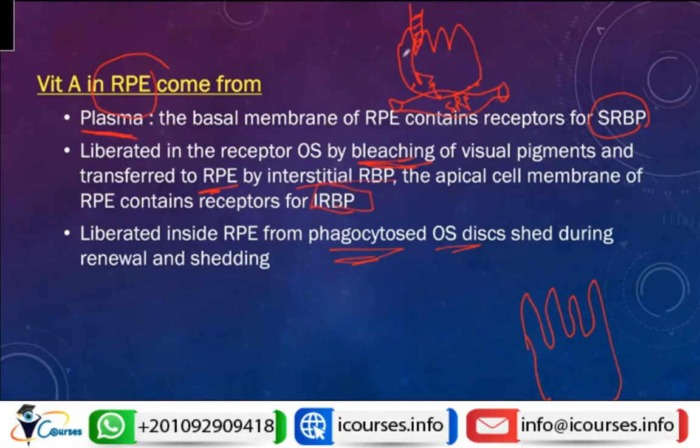It is another protein that will bind this free vitamin A, and the apical part of the RPE cells has receptors for this interstitial retinoid binding protein. So from below, it will come from the serum retinoid binding protein. From above, it will come from the interstitial retinoid binding protein. And from the shedding of the photoreceptor outer segments, as they are phagocytosed inside, these outer segments will also contain vitamin A.